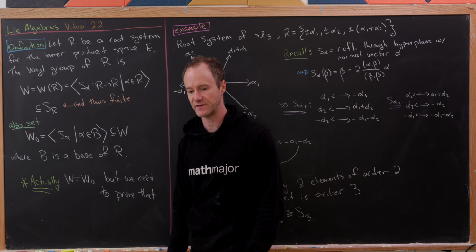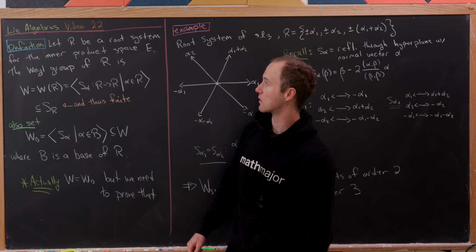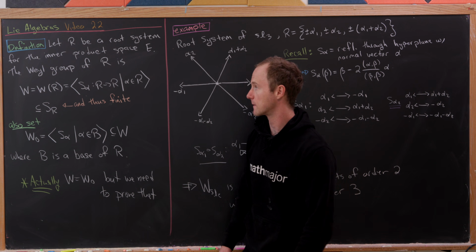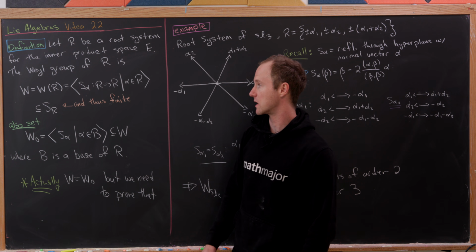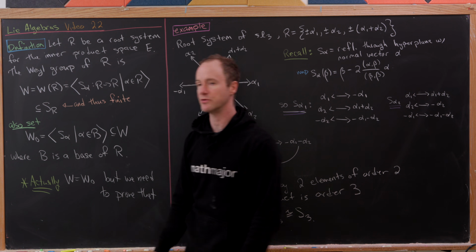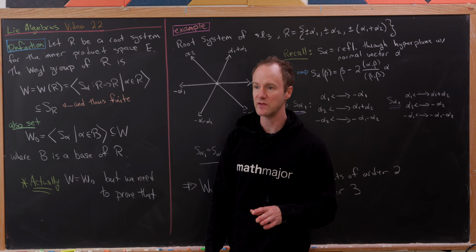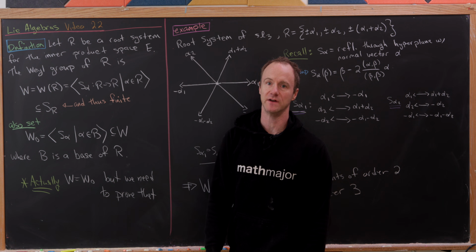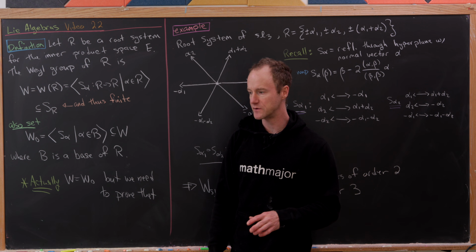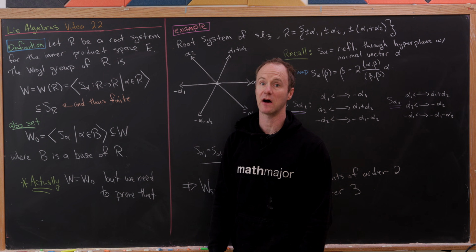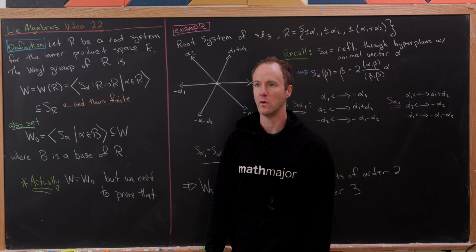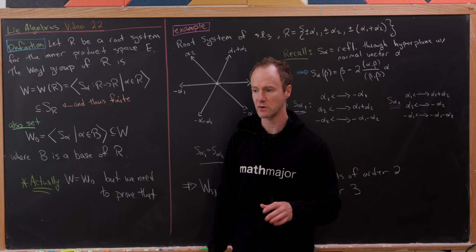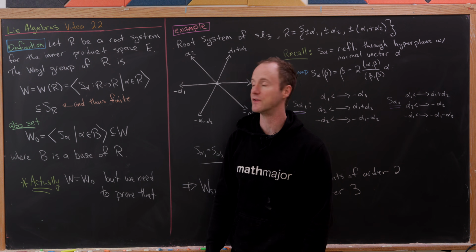Okay, so let's look at our definition. Say we've got a root system for an inner product space E. We'll call that root system R. Then the Weyl group of R, we'll call it W or W of R, is going to be the group that's generated by all of these S alphas. And let's recall that those S alphas were reflections about a hyperplane that was normal to the vector alpha. And let's also recall that these S alphas permuted the roots.